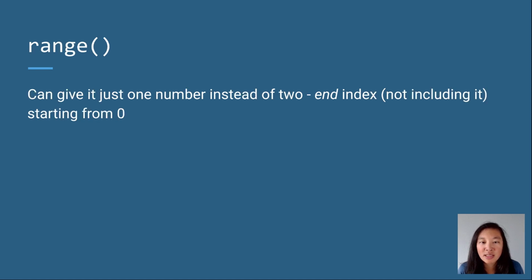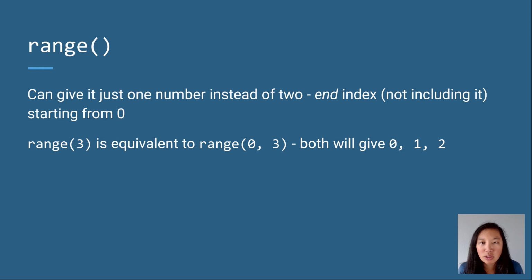For range, we can give it just one number instead of two like from the slides before. So when we give it only one number, we give it the end index, which we don't include, starting from 0. So range 3 is equivalent to range of 0, 3. Both are going to give us 0, 1, 2.